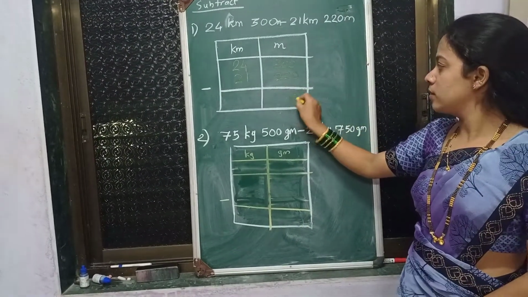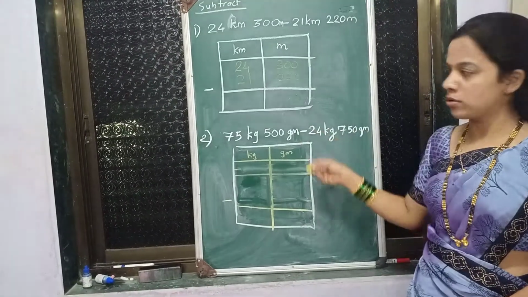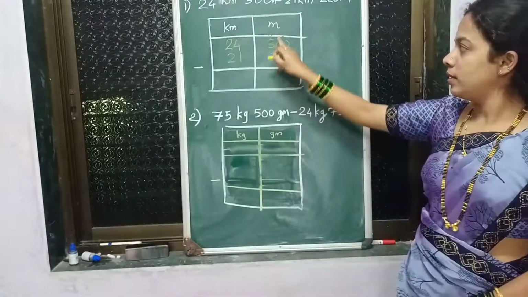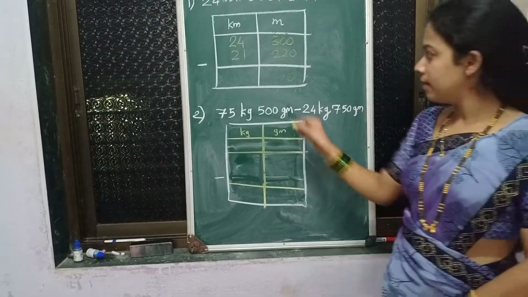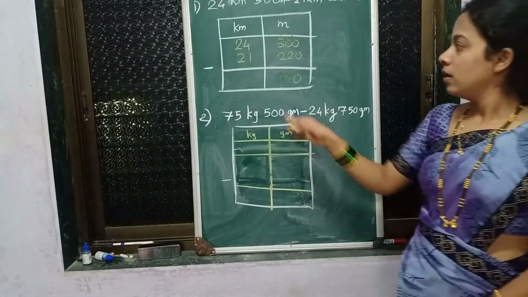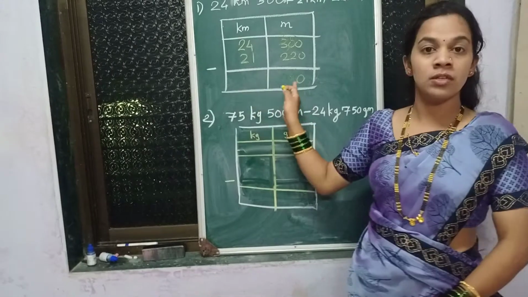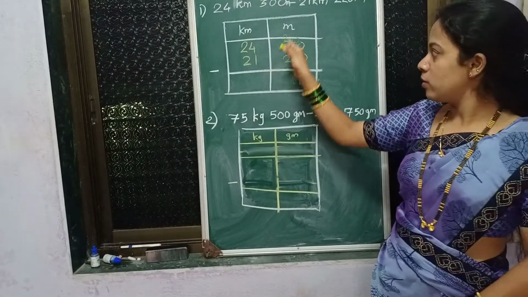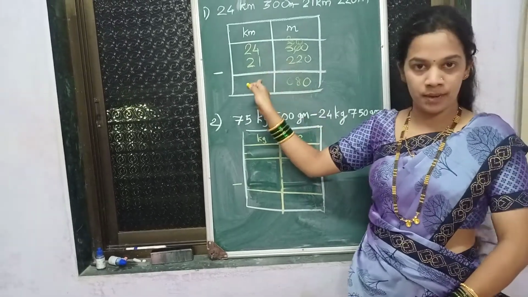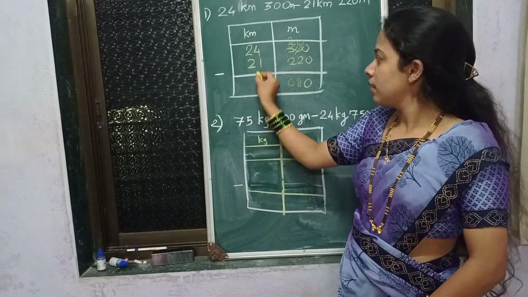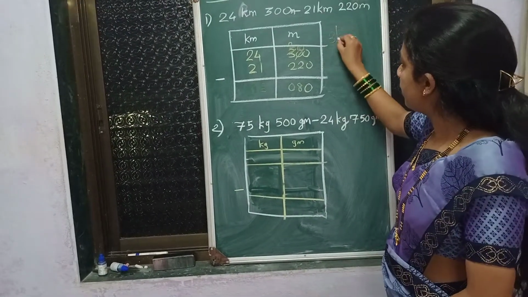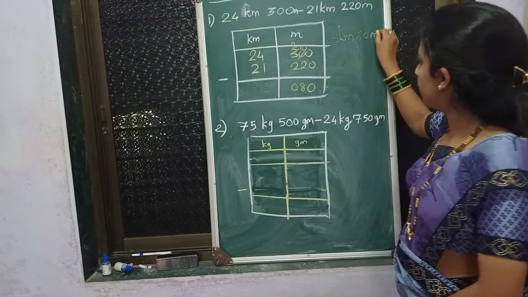0 minus 0 is 0. 0 minus 2 is not possible. So what are we going to do? This will be 10 and this will be 2. So 10 minus 2 is 8 and 2 minus 2 is 0. So here you got the answer 80. Here you can see this part and this part are not actually related. Calculation of this section you are going to do in this particular part itself. You are not supposed to go this side. 4 minus 1 is 3 and 2 minus 2 is 0. So your answer is 3 kilometer 80 meter.